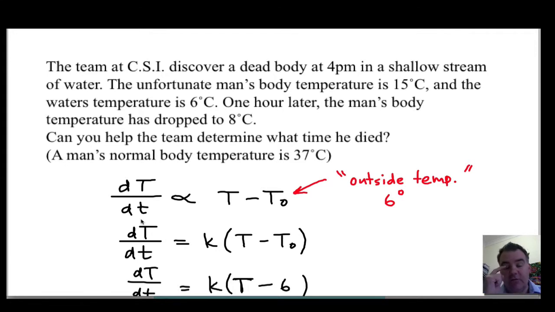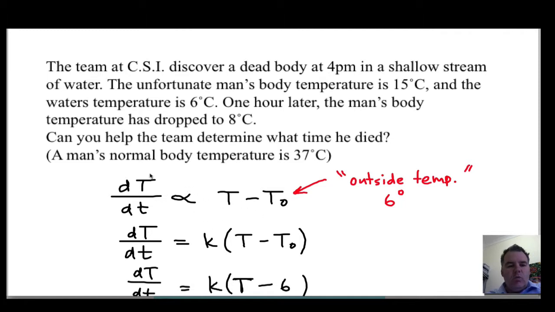So I'm going to apply it to some forensics here. This is how we work out the time of death. We've got a team at CSI that discovered a dead body at 4 p.m. in a shallow stream. The man's body temperature at that time is 15 degrees, and the water temperature is 6 degrees. Measured an hour later, the man's body temperature has dropped to 8 degrees. We want to know when was the time of death. And the man's normal body temperature is 37 degrees.